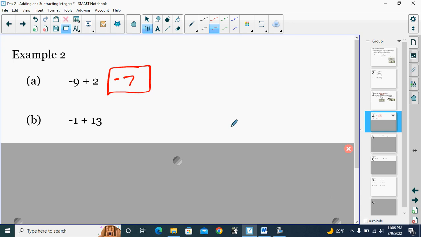Negative 1 plus 13. Negative 1 plus 13. 1 is negative, 13 is positive. One positive and one negative. Do I add or subtract? I should subtract. 13 minus 1 is 12. The bigger number was the 13, which is positive, so positive 12.